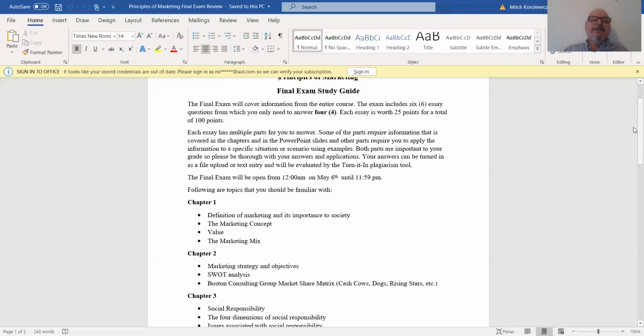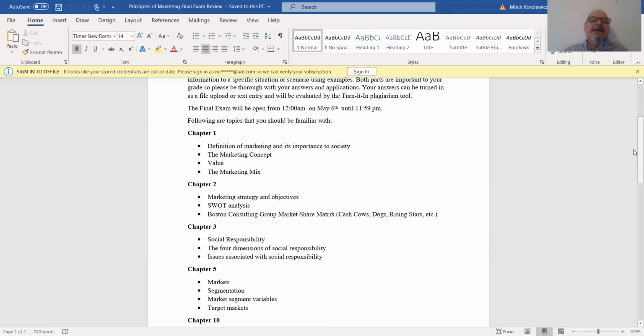There'll be a question about social responsibility. Chapter 3, towards the end of that chapter, talked about social responsibility and the social responsibility pyramid. What is social responsibility? What are those 4 dimensions of social responsibility? What are some issues related or associated with social responsibility? So make sure you review that content and that information.